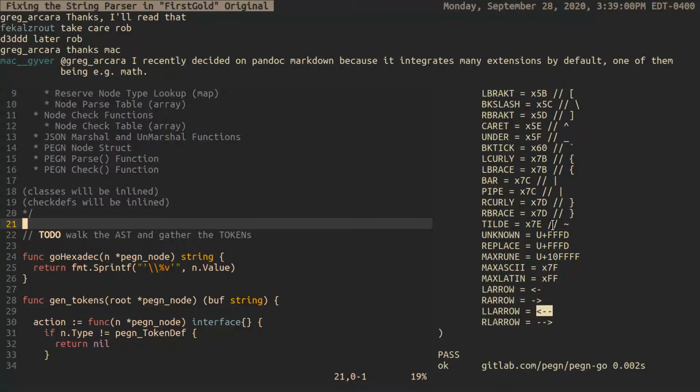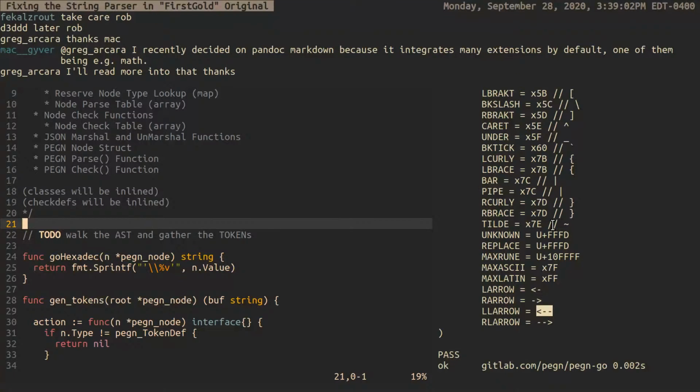None of them being EG Math. Yes. Pandoc Markdown is the only Markdown that does mathematic notation. And that is why I believe it is the fundamental language of knowledge, period. It is the language of knowledge. There's just no doubt about it. So that's one of the reasons I want to support it.